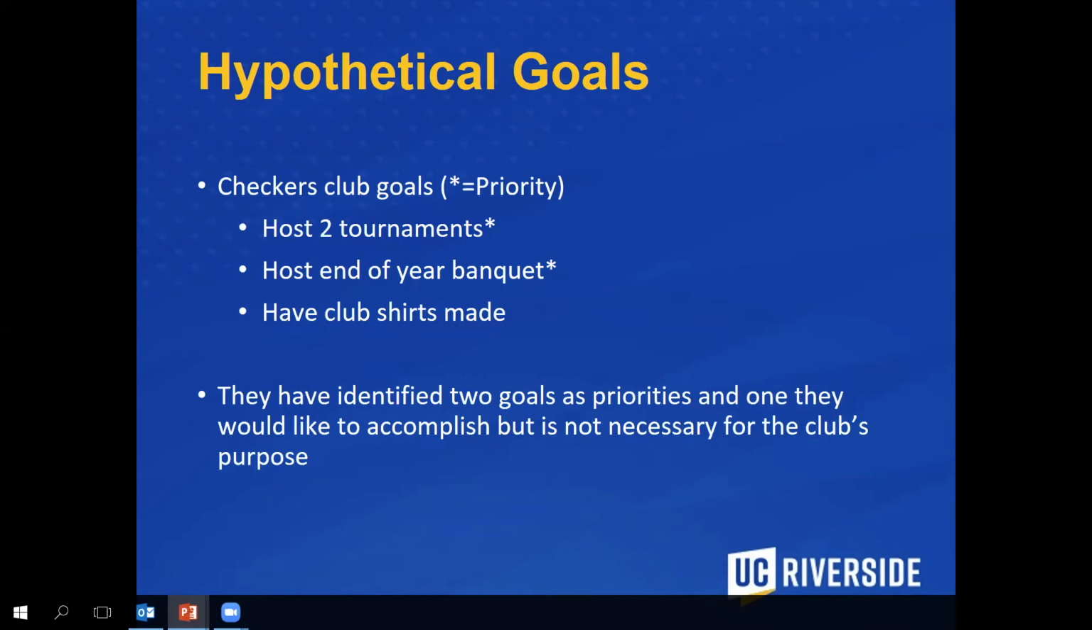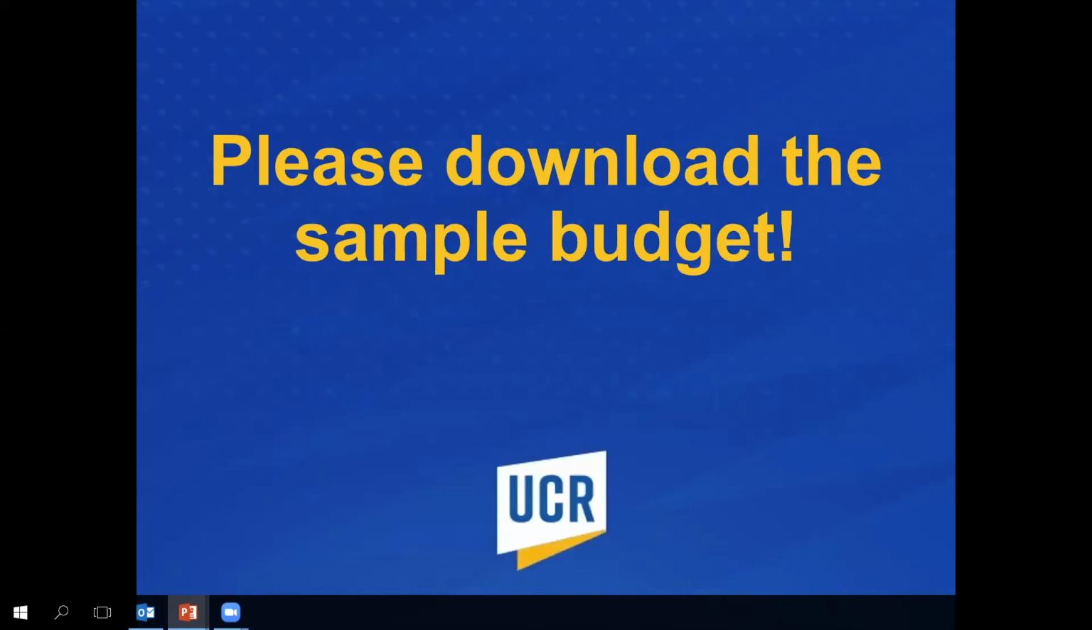So the one that is not a priority does not help accomplish the goals of the club or the purpose of the club. It's just something they want to do. These two priorities are hosting a tournament and hosting an end of the year banquet. Having t-shirts made does not help the club's purpose per se, but it is something nice to have. At this point, please see the description below and download the sample budget that I have created for you to follow along with this video.